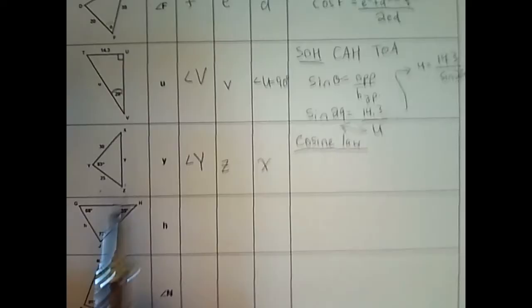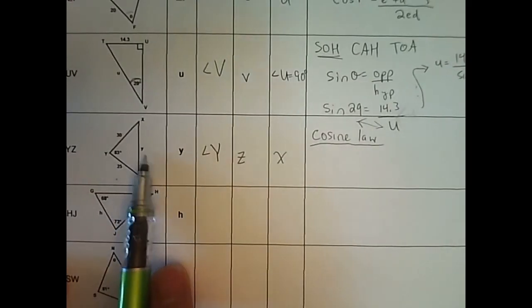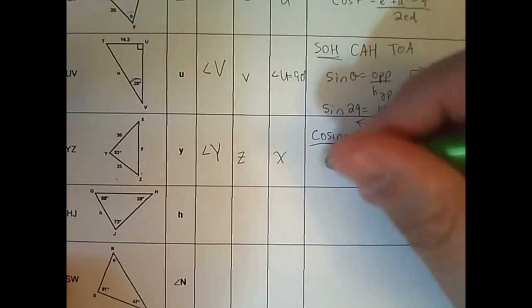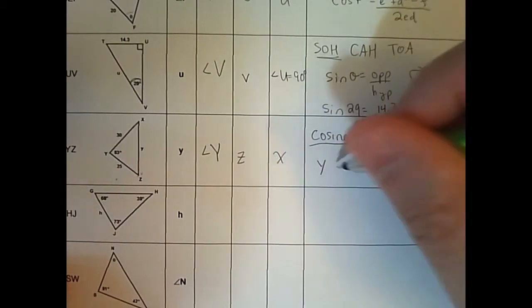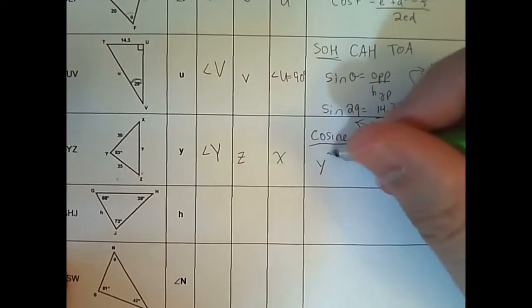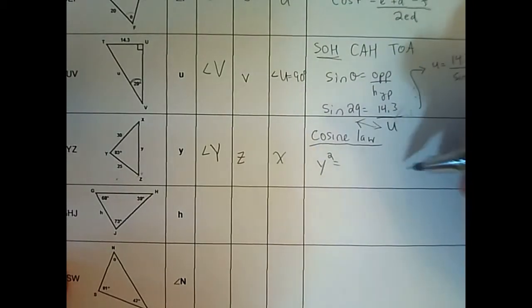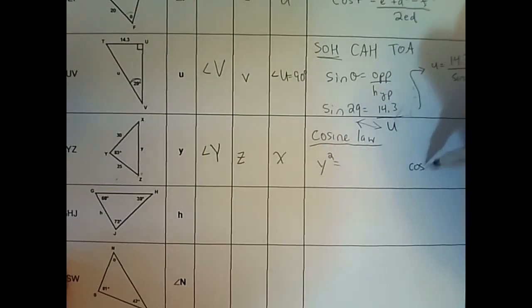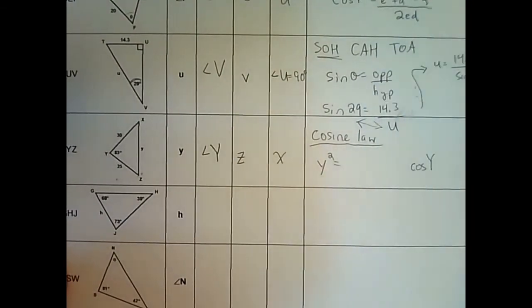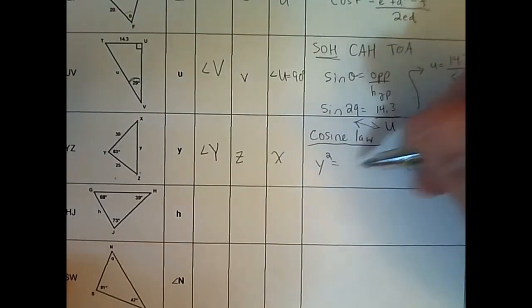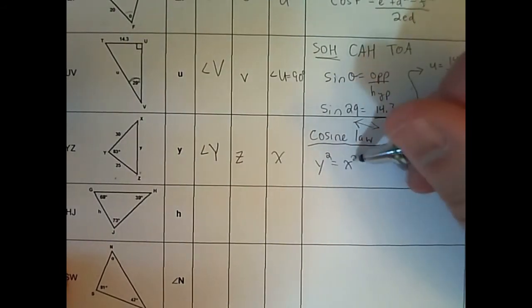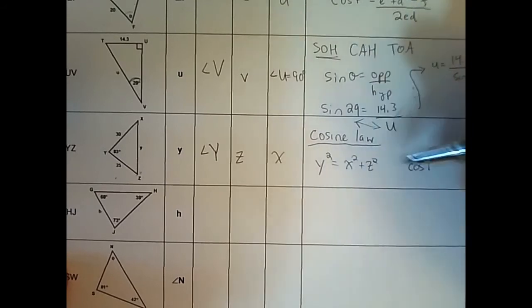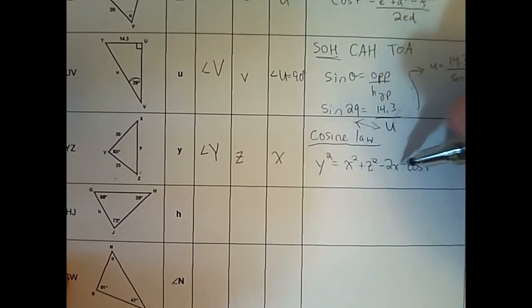Where now I'm solving for side. So it's going to be y squared is equal to, I know at the end is going to be cos the angle of y. And then the other 2 sides, which is x squared plus z squared minus 2xz.